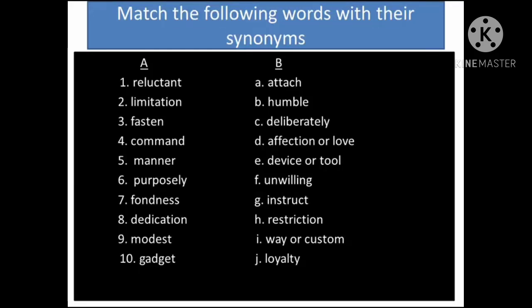All right, today I came with a vocabulary class for you. Match the following words with their synonyms. የሚከተሉትን ቃላቶች ከተመሳሳይ ትርጉማቸው ጋር አዛምዱ ይለናል.